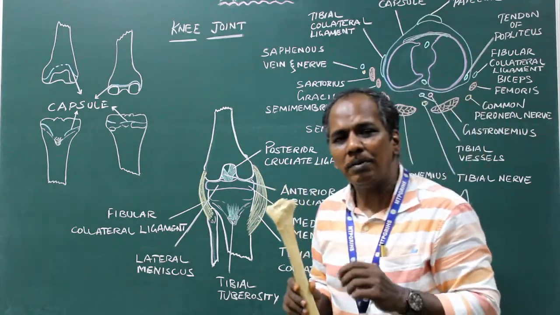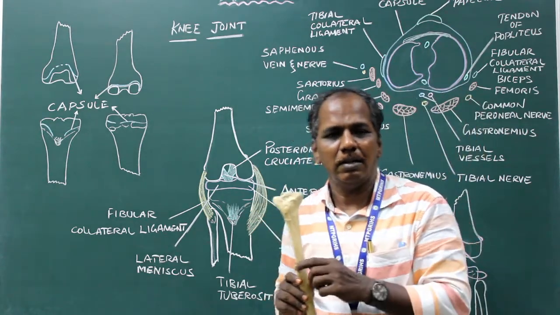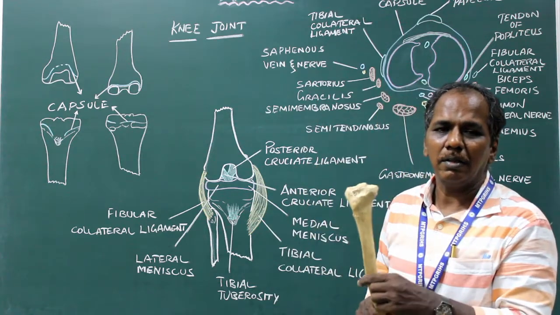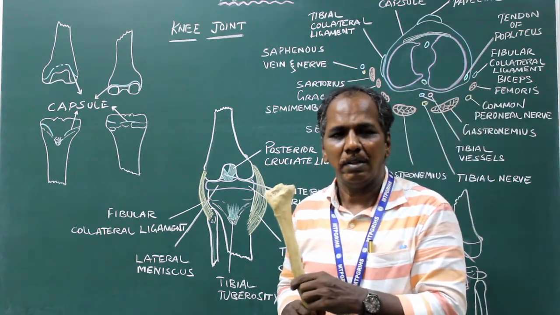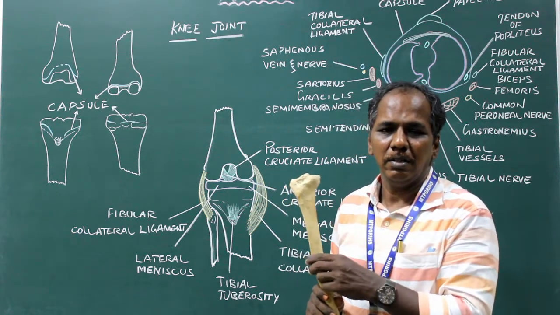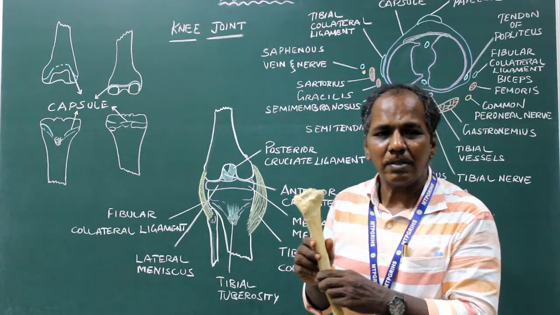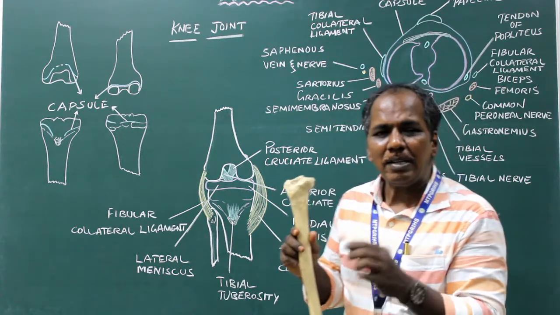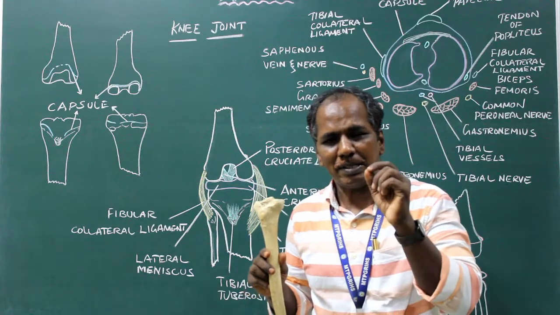Bursitis of the popliteal bursa, present posterolaterally near the tendon of popliteus, due to stress or strain results in inflammation of the popliteal bursa. This condition is known as Baker's cyst.